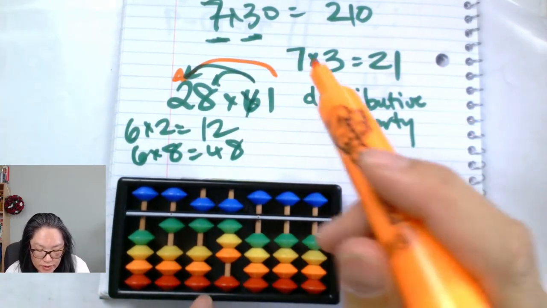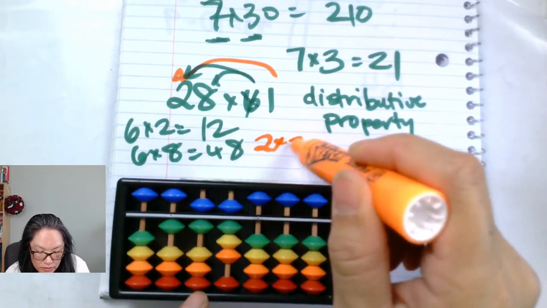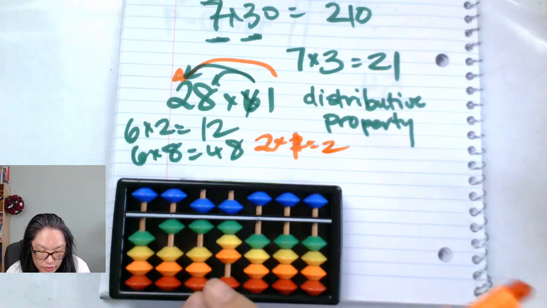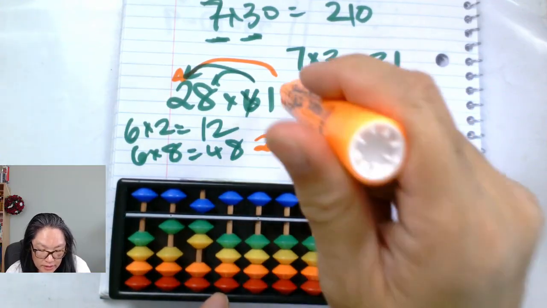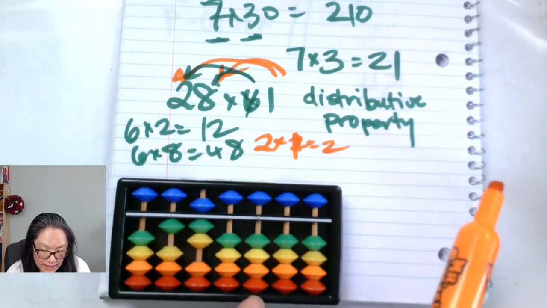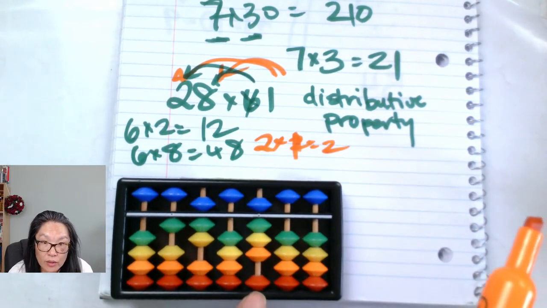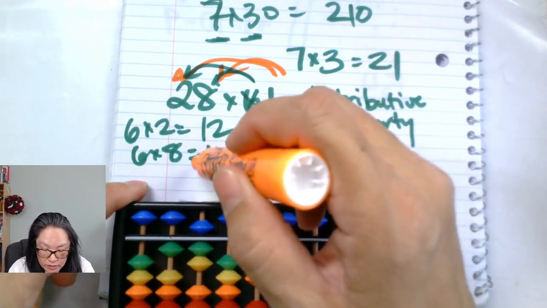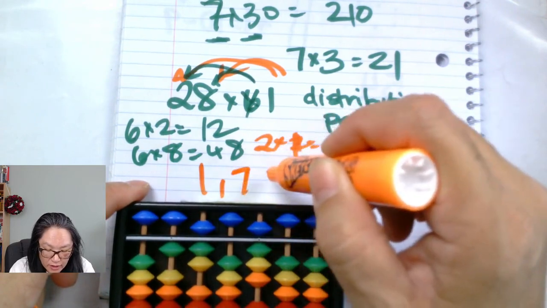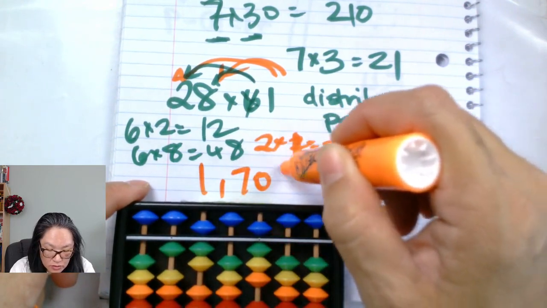1 times 2 is 2. Add 2 here. Plus the 10 minus the 8. And then 8 times 1 is 8. 8 is a single digit. I go back 1 column, I add my 8. So then my final answer is 1,708.